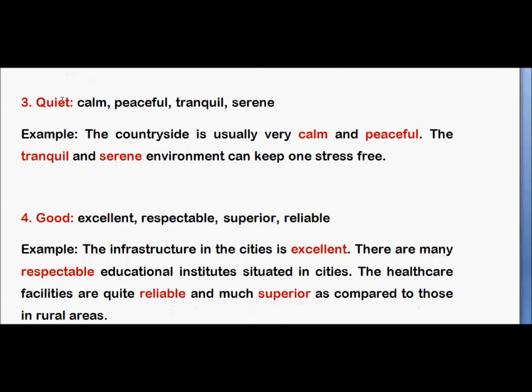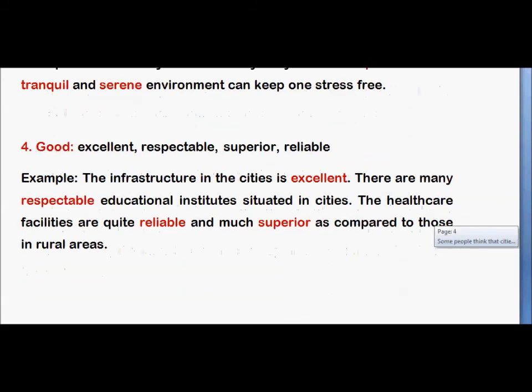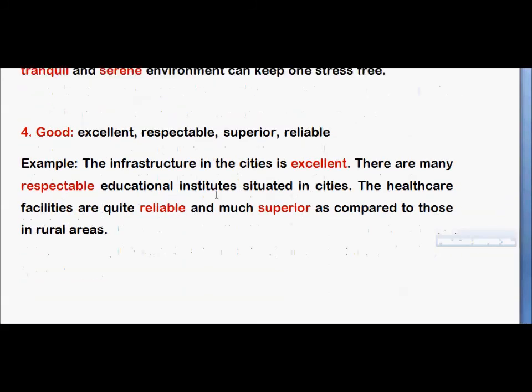Next word is quiet. Calm, peaceful, tranquil, serene. Example is the countryside is usually very calm and peaceful. The tranquil and serene environment can keep one stress-free. All these words mean quiet, but they can be used in different ways to show that you have a wide range of vocabulary. It makes you sound much more educated.